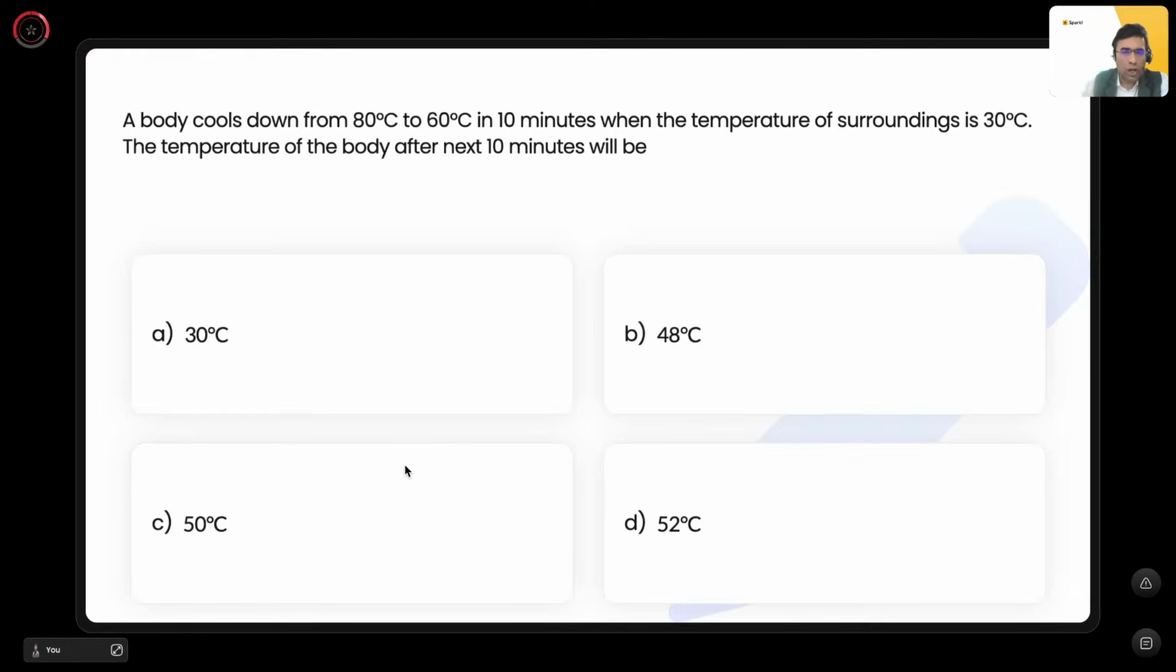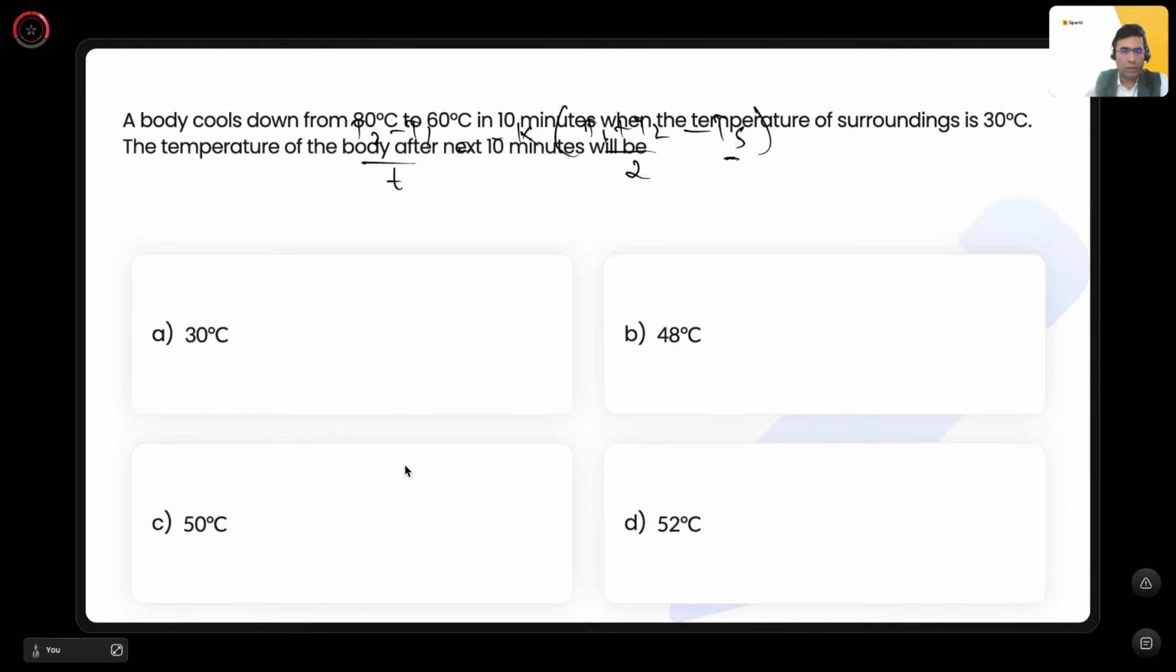So a body cools down from 80 to 60 in 10 minutes when the temperature of the surrounding is 30. So let's write down the formula first. What is the formula? So formula is T2 minus T1 upon t will be equal to minus of K into (T1 plus T2) by 2 minus Ts. So this is the initial temperature, final temperature, and the temperature of the surrounding.